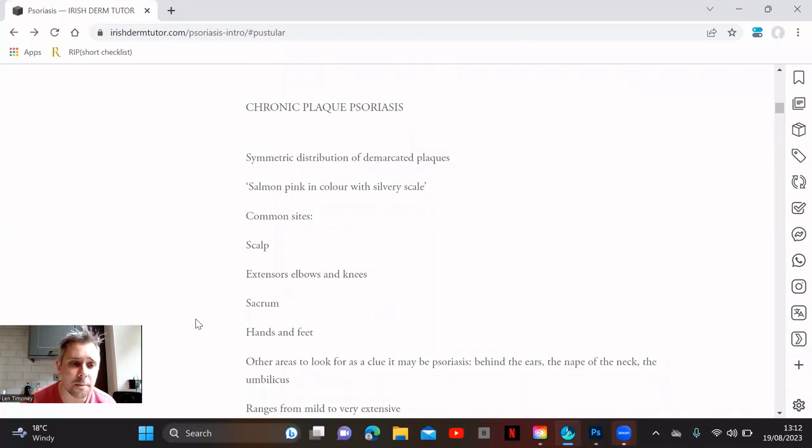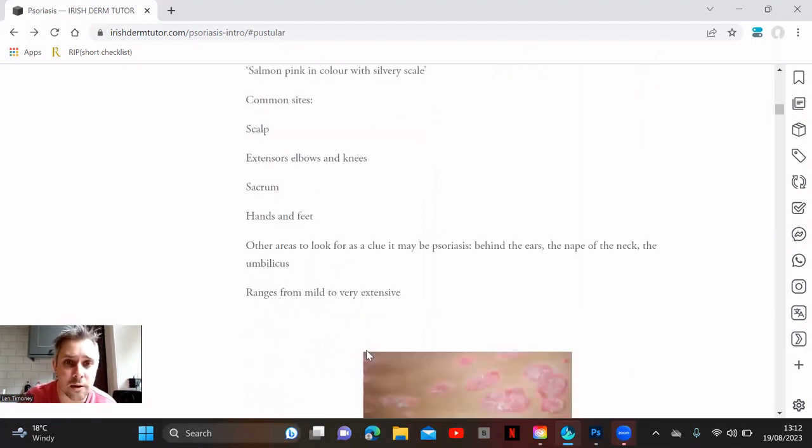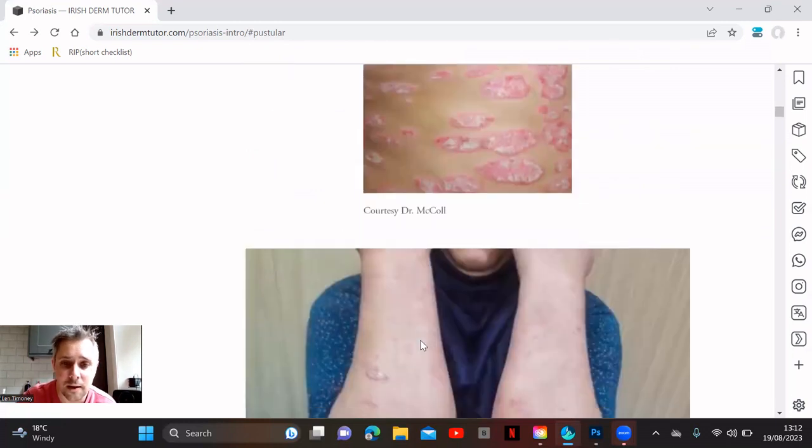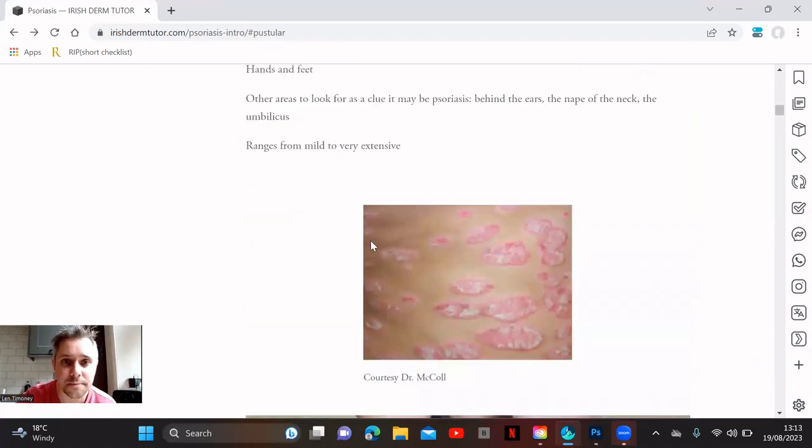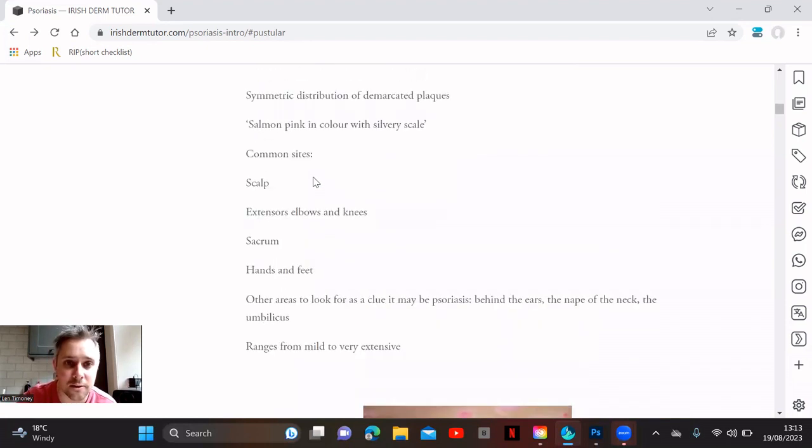So the commonest subtype we see is chronic plaque psoriasis. And in this, you get symmetric distribution of well-demarcated plaques. And so as we can see here in this patient, you get these well-demarcated salmon pink, as it's often referred to, plaques, and you often see a silvery scale. Here is another image of the classic plaques we see in psoriasis.